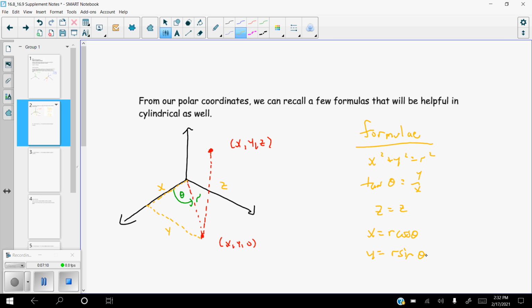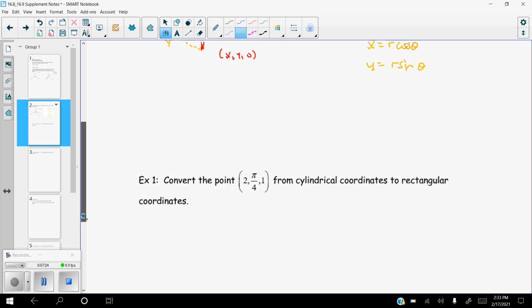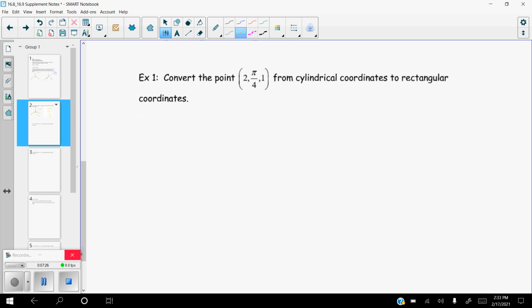All right, given those pieces of information, again, most of this should be review. All the stuff on the right side in those formulae really is exactly the same thing as polar with the exception of the z. Everything else is just polar transformations. So let's go ahead and do one. We want to convert the point 2, pi fourths, 1 from cylindrical back to rectangular. This is actually the easiest way to go. So we're going from r, theta, z back to x, y, z.